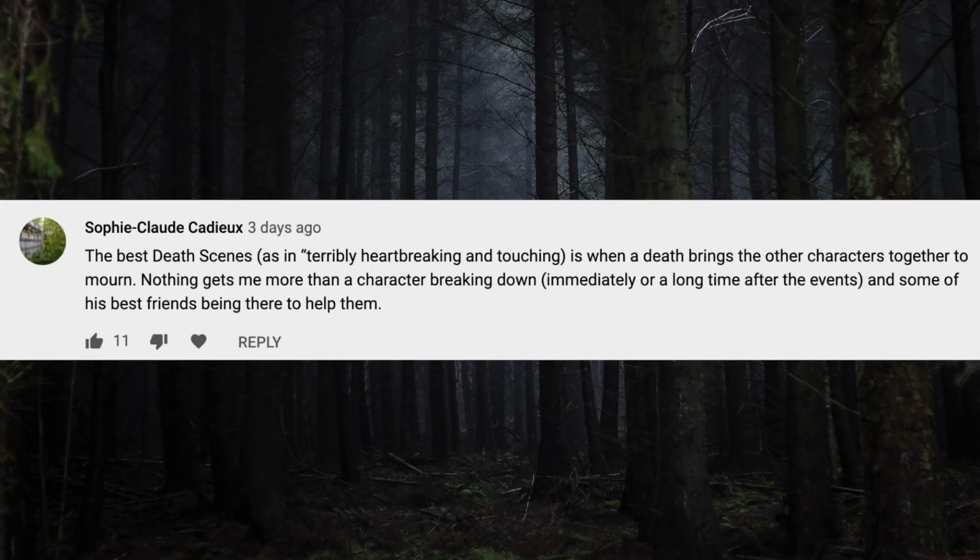Having someone kneeling over a body, trying to stop the bleeding, trying to apply a tourniquet, trying to do something, and they still die can add a lot of impact. The best death scenes, as in terribly heartbreaking and touching, is when a death brings the other characters together to mourn. Nothing gets me more than a character breaking down immediately or a long time after the events, and some of his best friends being there to help him.